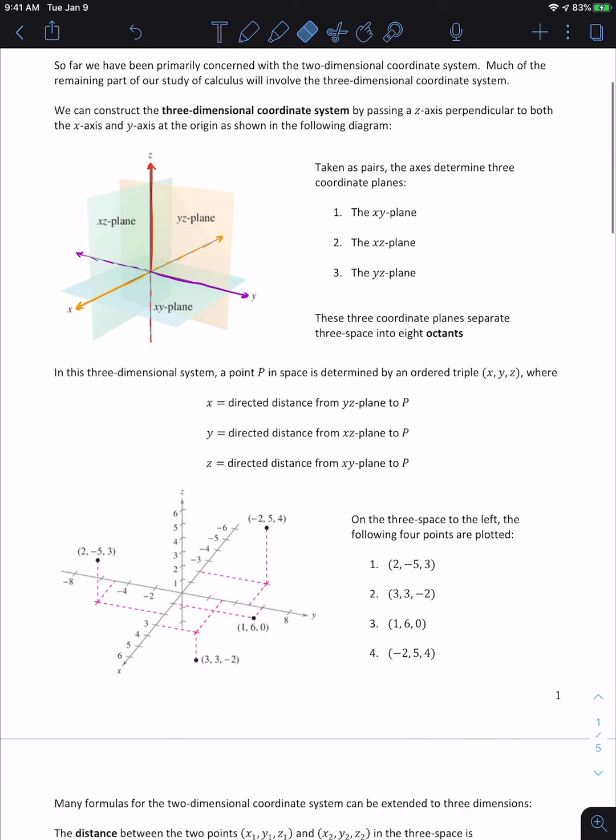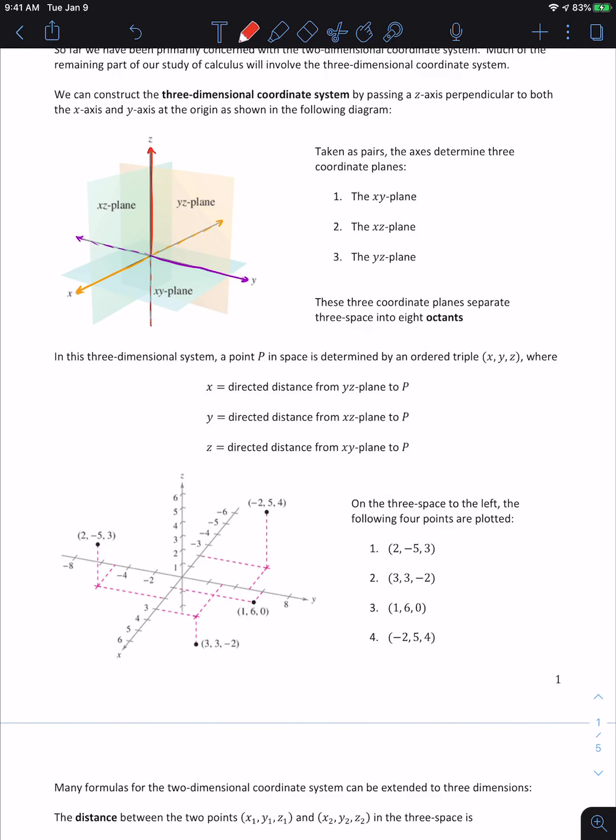So maybe we'll look at one more here. So (3, 3, -2). So again, how we do this, we go positive 3 in the x direction, positive 3 in the y direction, and negative 2 in the z direction. Right? And that's how we arrive at this point over here.